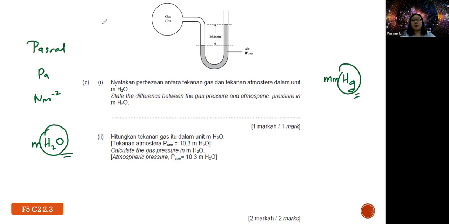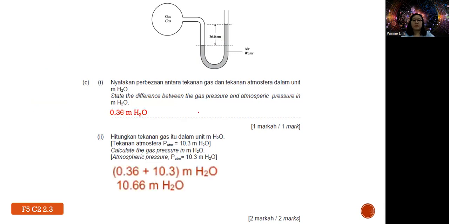So state the difference between the gas pressure and atmospheric pressure. So that means they want this length, but they want it in meter. So now you have 36 cm, right? So change 36 cm to meter. Hence you will get what? 0.36.